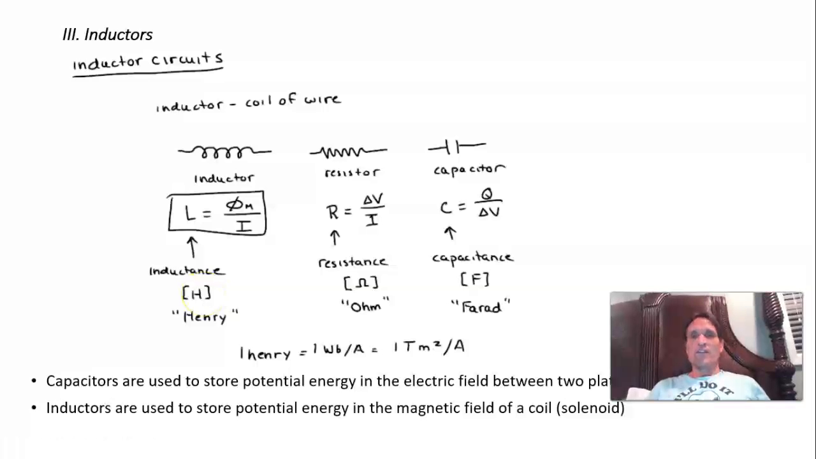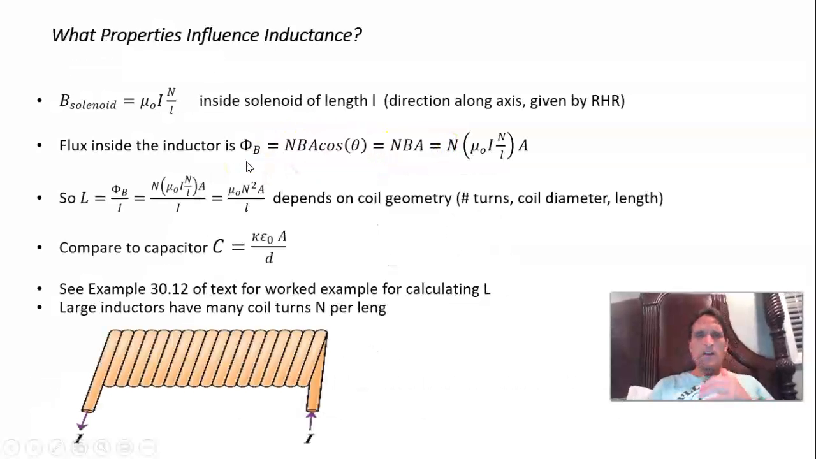I promise this is the last new unit for the semester. So just like capacitors are used to store energy in the electric field between two plates, inductors are used to store potential energy in the magnetic field of a coil, okay? And so they play a role analogous to capacitors and complementary.